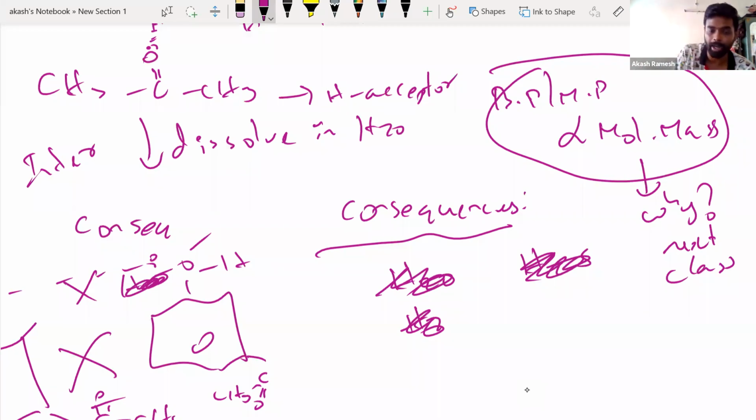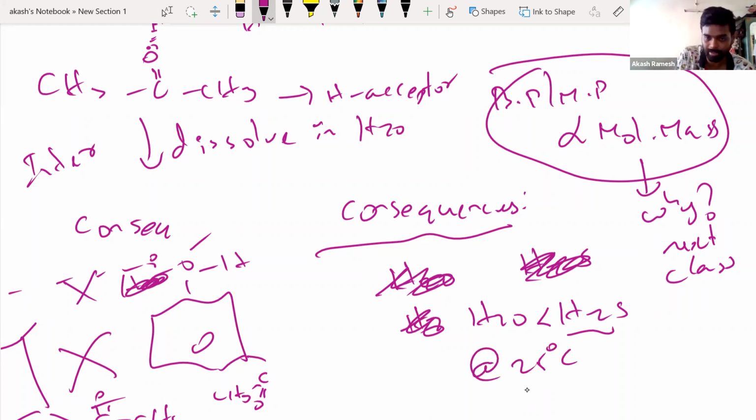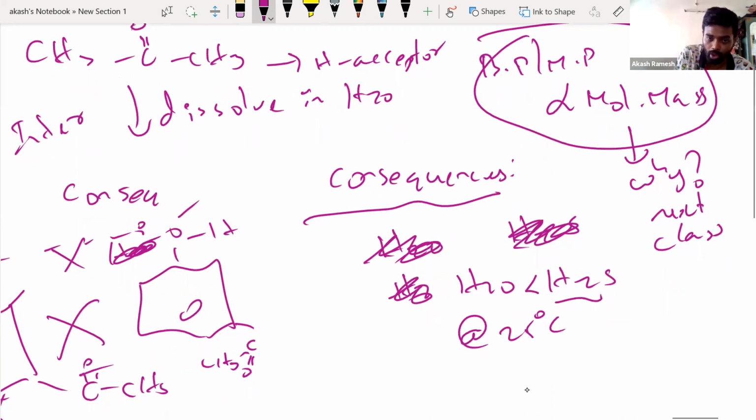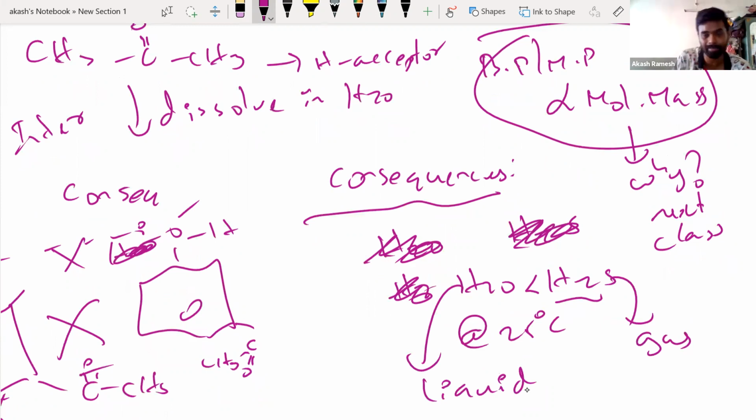But when I compare H2O and H2S, what do I expect? I expect H2S to have the higher boiling point. Or in other words, if you check at 25 degrees Celsius, room temperature, H2O is a liquid, but H2S is a gas.